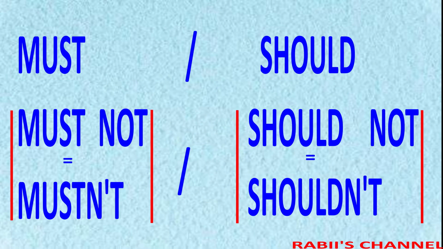So in this lesson I'm gonna explain the difference between using must and should in the affirmative, must not, mustn't, should not, shouldn't in the negative. So you just follow me and you will see the difference in an easy, clear way.